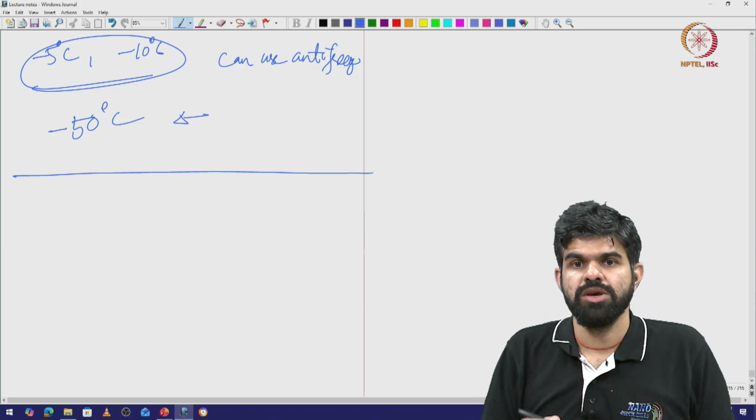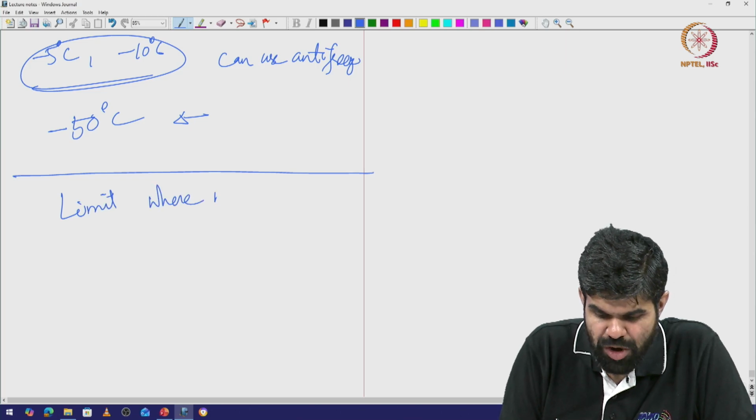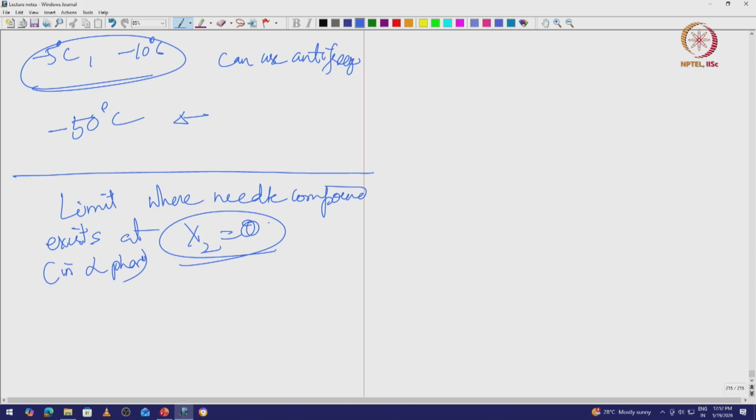So this is one case study, the limit where the needle compound exists at x2 equal to 0. x2 equal to 0 means the impurity is equal to 0, so it exists in the solid phase, in the alpha phase. Now let us look at the other limit, where the needle compound exists at x2 equal to 1.